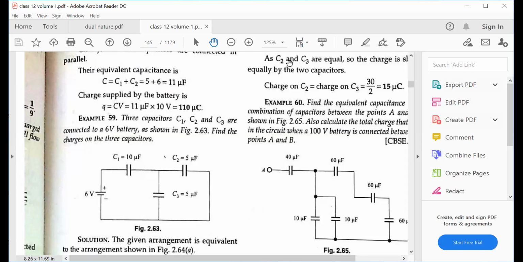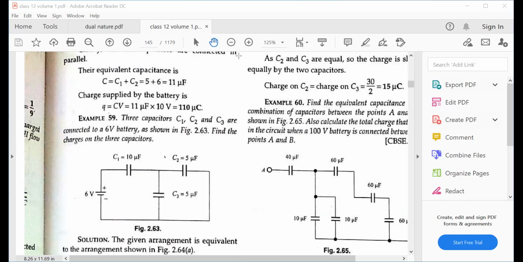In this question, there are three capacitors, C1, C2 and C3. Let's see the question. Three capacitors C1, C2 and C3 are connected to a 6 volt battery as shown in the figure. We need to find the charges on the three capacitors. To find the charges, first of all we have to identify the equivalent capacitance, the total capacitance.